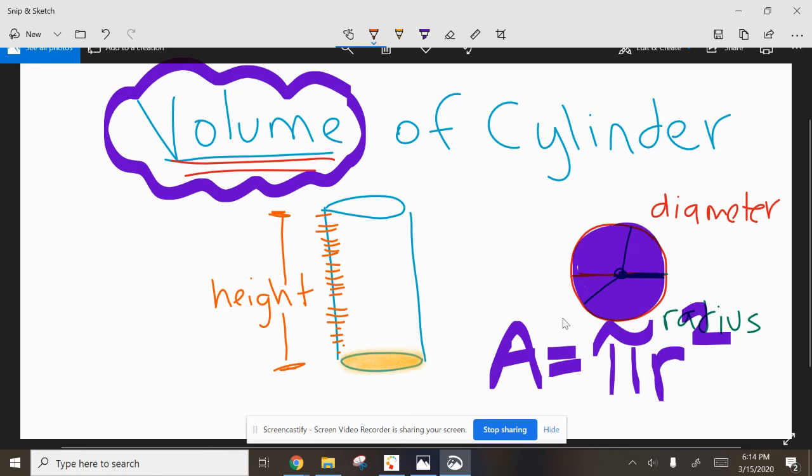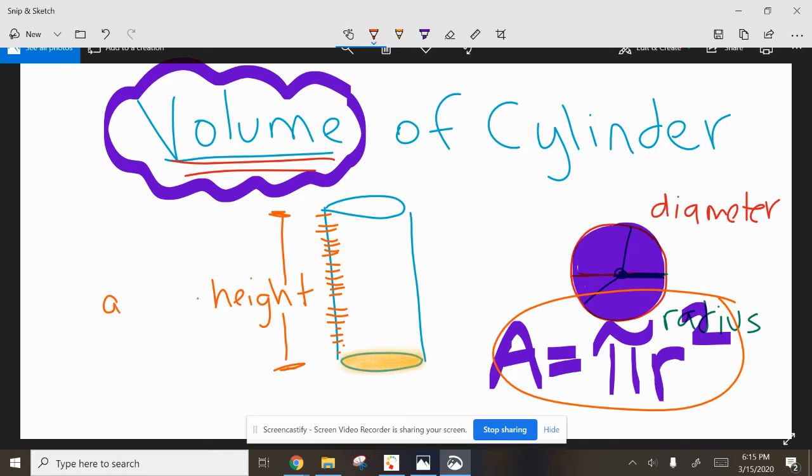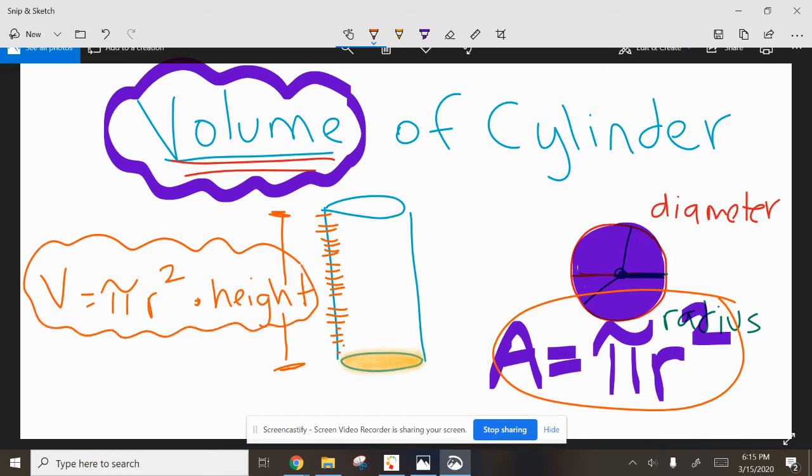We're going to take this part here of what the bottom of the circle is, the area, and we're going to take that and multiply it times the height. So let me move this out of here. You're going to write this in your notes. It's going to be pi r squared times height, and that's how you get the volume. And this is what we're using all day today, and we're going to practice that.